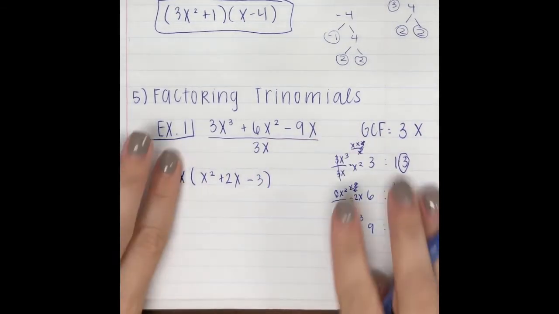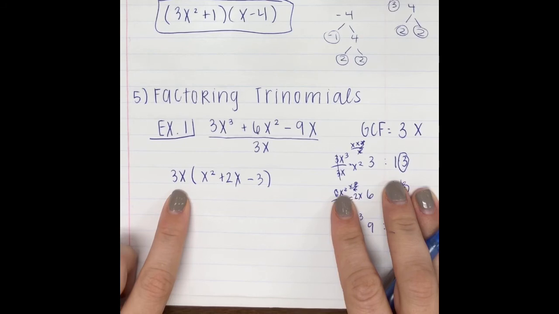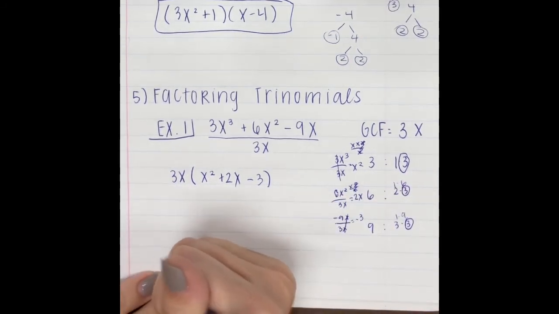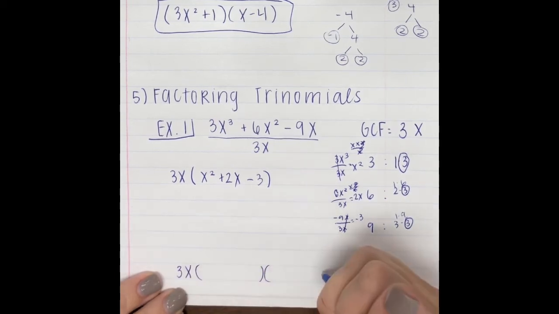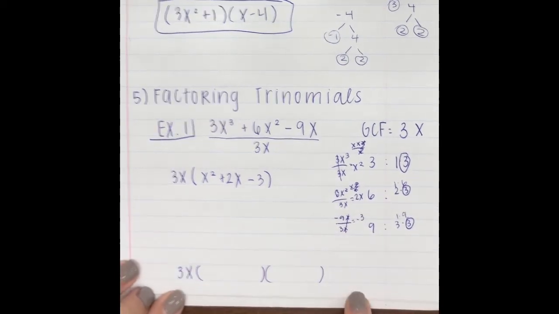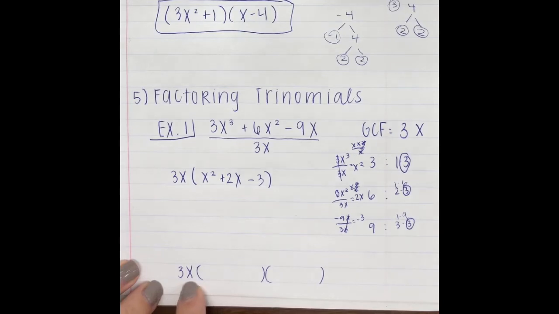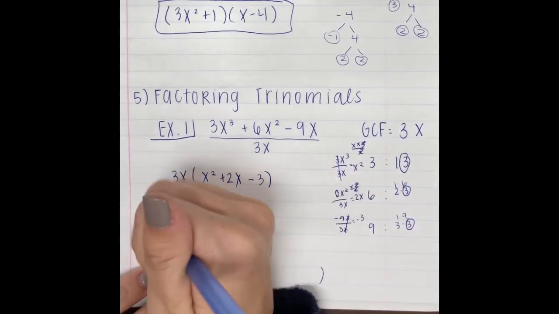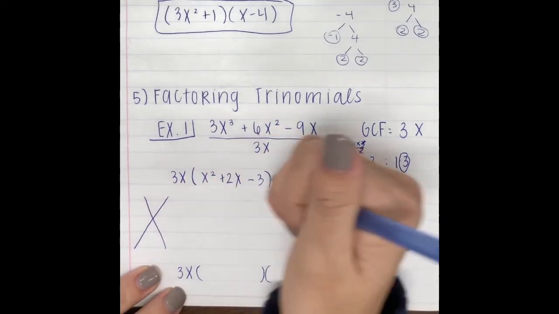Okay, so now we're just factoring this, but we have to leave our answer out front, right? So when I get my final answer, it's gonna look something like this. Please don't forget to leave your 3x out front. That's why I'm going ahead and I'm writing it down here, okay? So I'm gonna factor this.